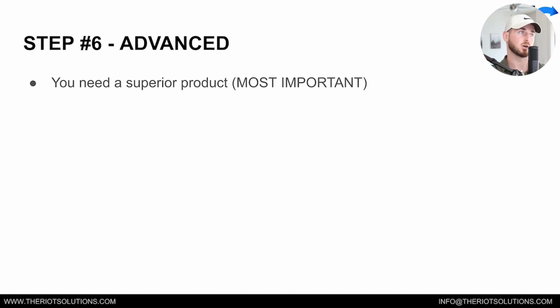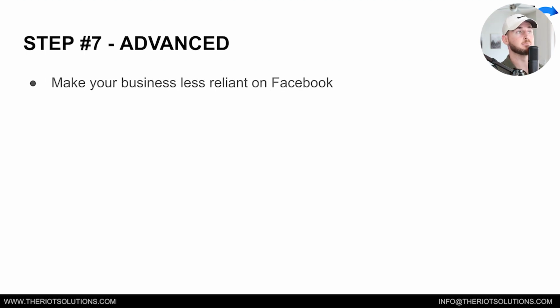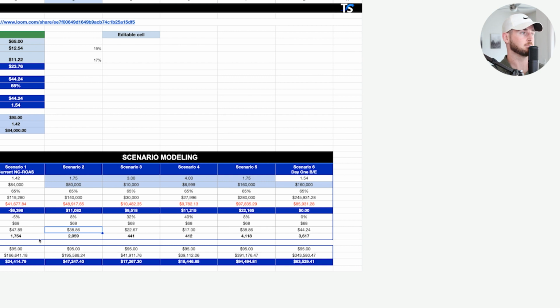Be the obvious choice. And then lastly, step number 7 is make your business less reliant on Facebook. So what do I mean by that is, this is a perfect example right here. If we had to be profitable on day one, it'd be a lot harder for this business, but luckily we don't because we have a really good LTV.